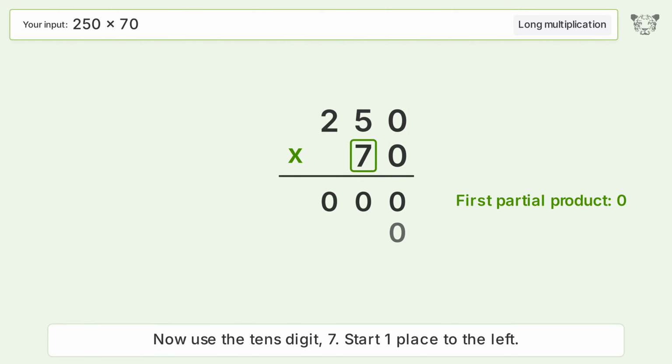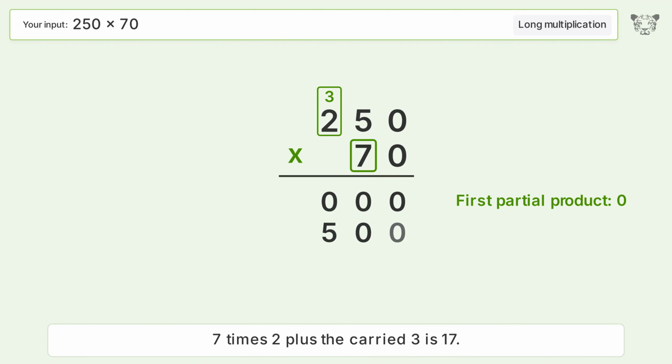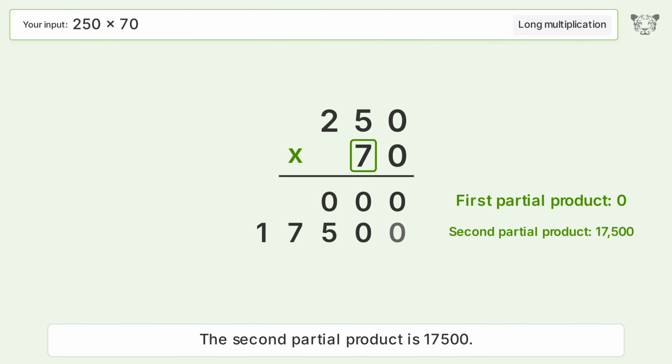Now use the tens digit, 7. Start one place to the left. 7 times 0 is 0. 7 times 5 is 35. Put 5 in this column and carry 3. 7 times 2 plus the carried 3 is 17. The second partial product is 17,500.